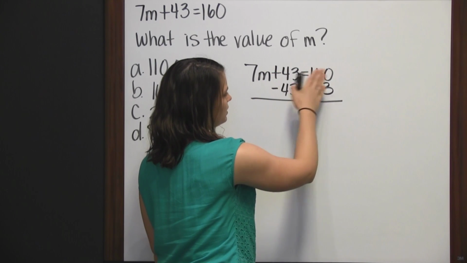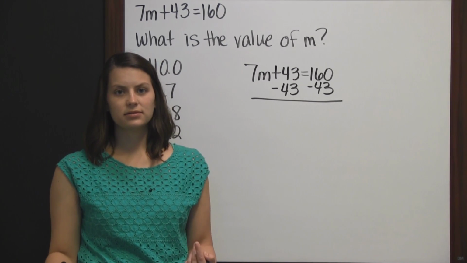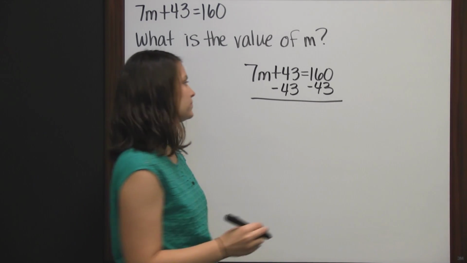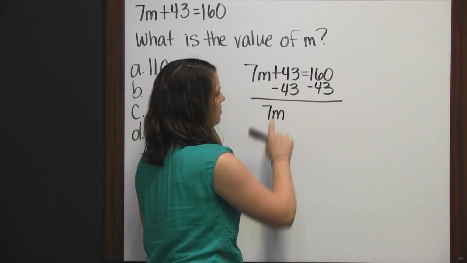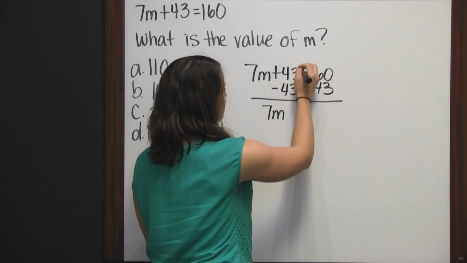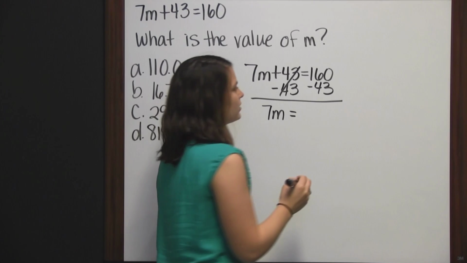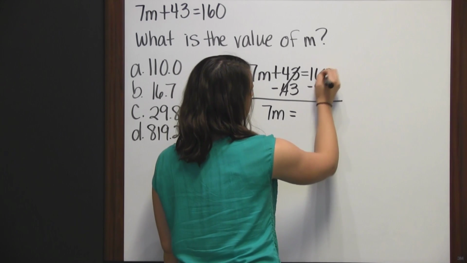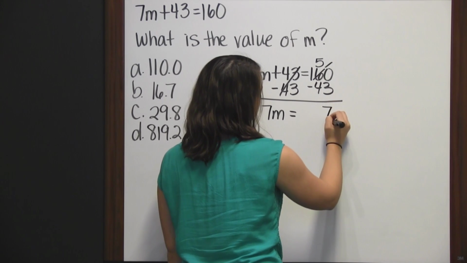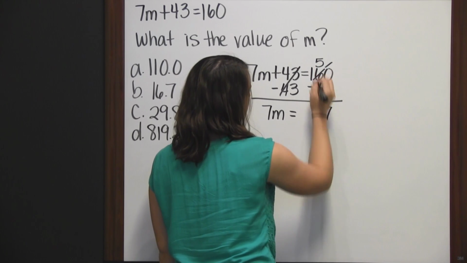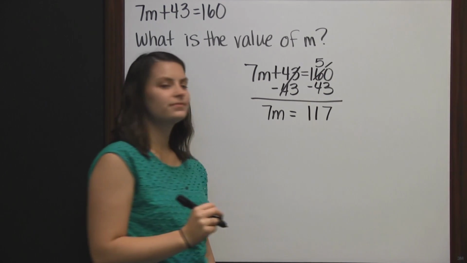If you have something that's equal to something else, and you take away the same amount from both of those things, then they'll still be equal to each other. So we bring down the 7m. Positive 43 minus 43 is 0, so those cancel. And we bring down the equals, and then we have to subtract. And I can't take 3 from 0, so I'll borrow from the 6, that's a 5. Then I have 10 minus 3 is 7, 5 minus 4 is 1, and I bring down my 1 because 1 minus 0 is 1, so 117.